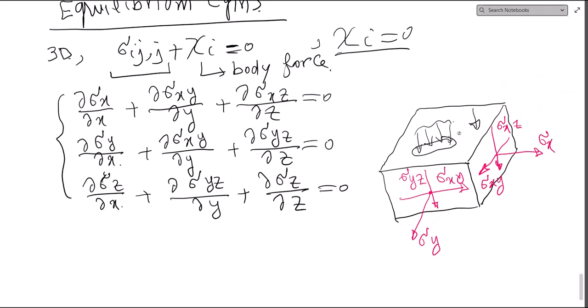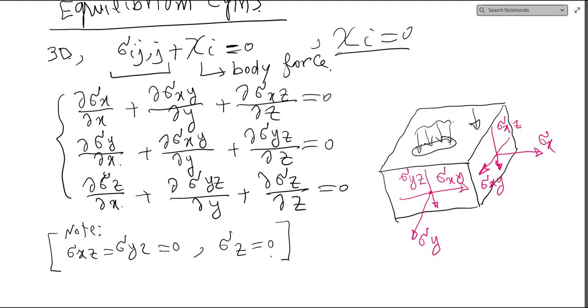But this is the very important but. I put in this bracket here, note, we have sigma xz equal to sigma yz, and maybe I put this now for these two separate because these are shear, and then sigma z equal to 0. So these two are shown here.